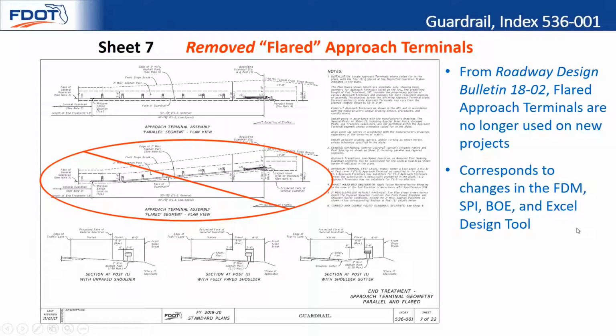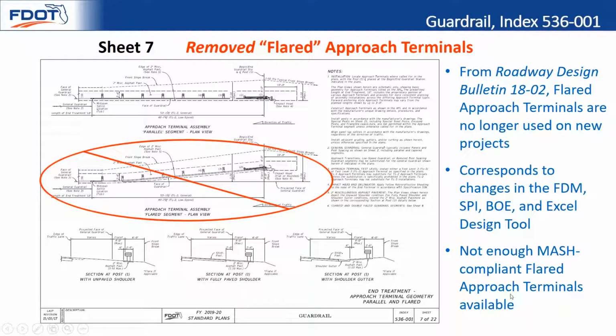This corresponds to changes in the FDOT design manual, the SPI, the basis of estimates. The pay items for flared approach terminals have been sunset. And even our Excel design tool no longer shows the flared option. So it's a pretty sweeping change. And then the reason for this change is, following our new MASH criteria, it has larger vehicles. The industry is finding that a little bit more challenging to meet the MASH requirement. They've been able to do it with a lot of parallel terminals, so we have plenty of options for that. But there really just aren't enough options right now for flared terminals, so we went ahead and removed that as an option.